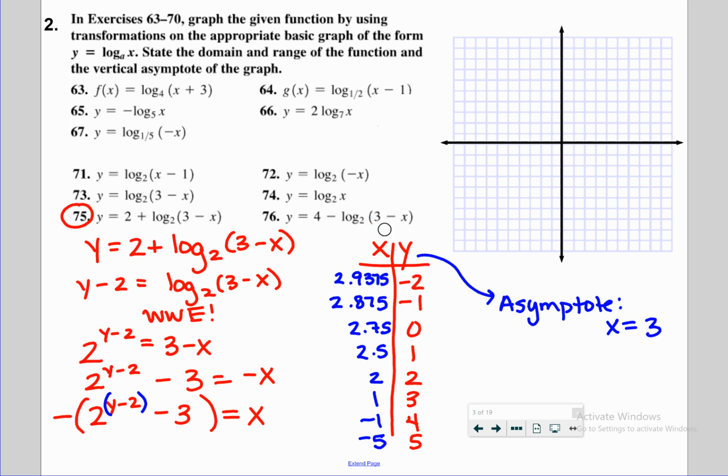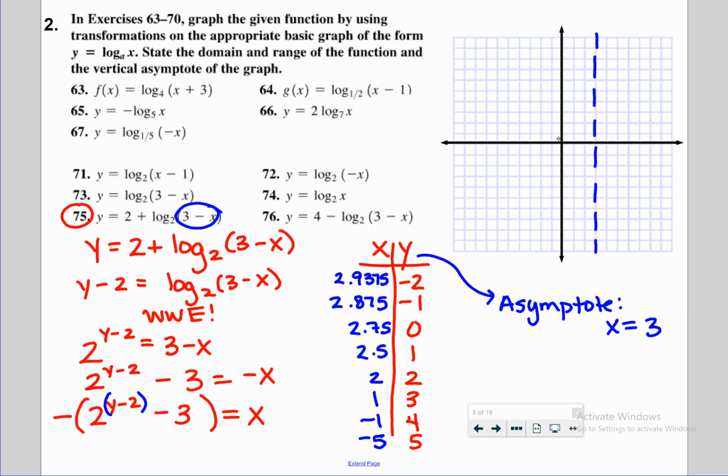It's usually located inside the log there too. Whatever numbers are added or subtracted on, that's going to help you get it. Okay. All right. So x equals 3 is my asymptote. I'm going to draw that in because I know it. And then your graph is either always on the left or the right side of that.